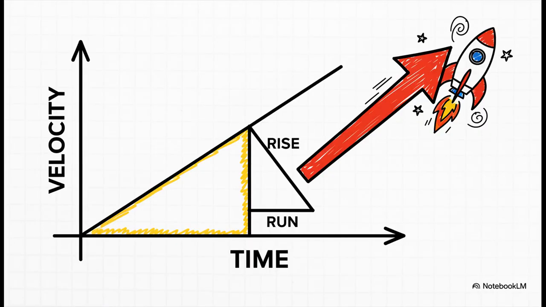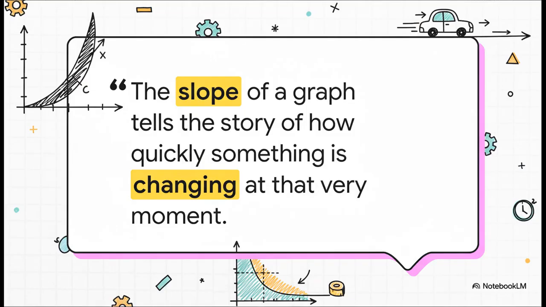And you know what? This logic just keeps on going. We can apply the exact same idea to a graph of velocity over time. So what does the slope of this graph tell us? It tells us the rate at which velocity itself is changing. And what do we call a change in velocity? That's right, acceleration. So this is the first huge takeaway.